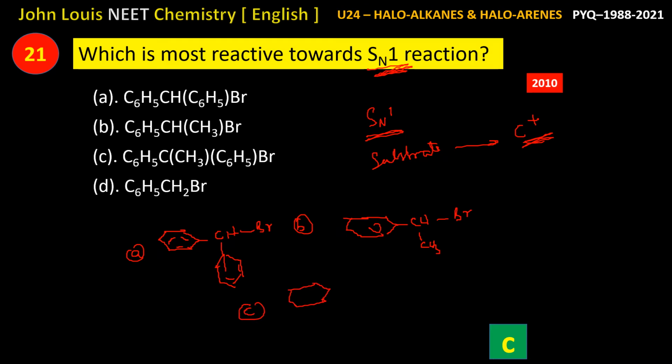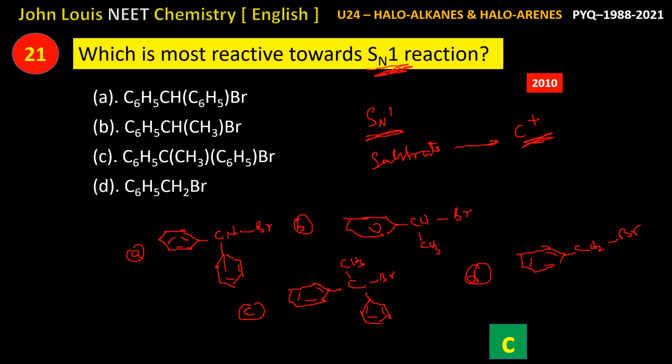Okay, then what is compound C? Phenyl, and then it is carbon, then CH3, and then another phenyl ring, and then Br. Then what is the fourth one? D, benzene, that is phenyl ring, CH2, Br. Okay, now we have got a clear picture of these four compounds.